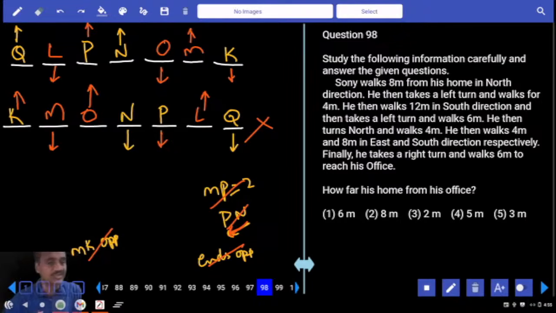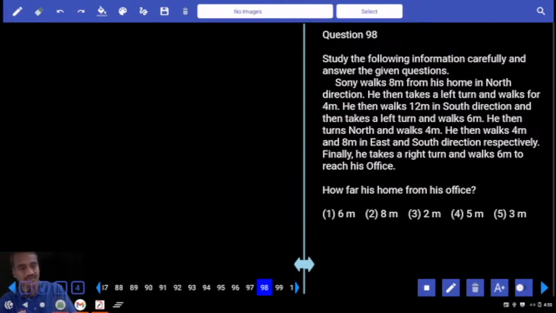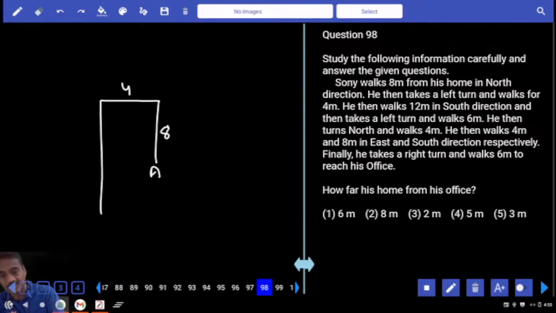Sony walks 8 meters from his home in the north direction. Now this is the starting point of Sony. From here, 8 meters towards which direction? North. He then takes left turn and walks for 4 meters. He then walks 12 meters south. From here, how many meters? 12 meters. Now this is 8 and this is 4.